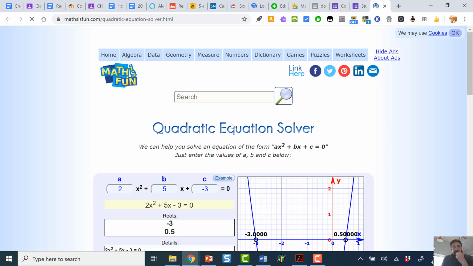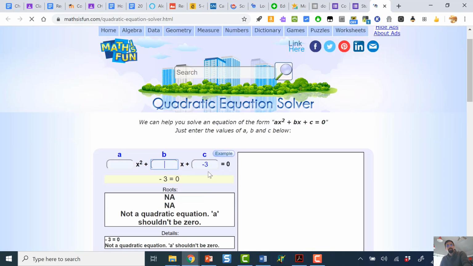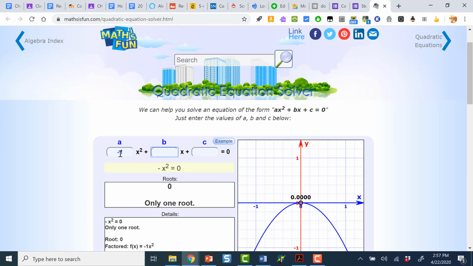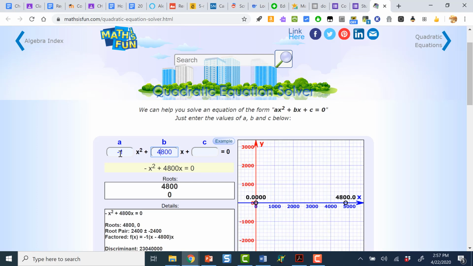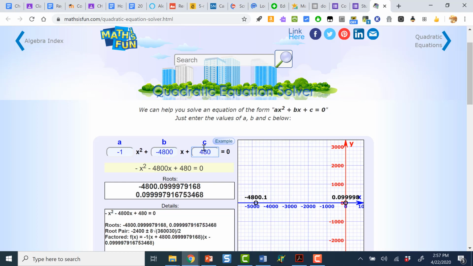So what we're going to do is find a quadratic equation solver. Graphing calculators have a quadratic equation solver that you can use. Or you could go to mathisfun.com/quadratic-equation-solver.html. I'll provide a link for this. A term is our X squared term. So as you recall, that was just minus X squared. So I'm just going to put in a minus 1. Our B term was our 4,800X. And that was also negative. So I'm going to put a negative sign in front of it. And our C term was positive. It was 480.